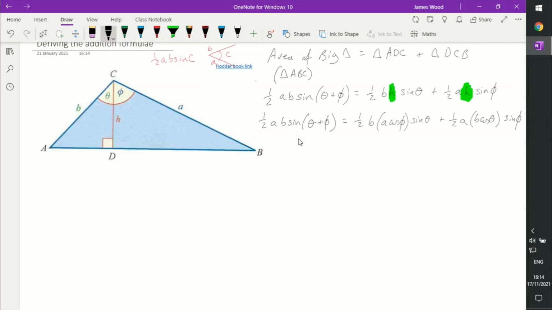Notice that every single term has got half AB in it. So I've got half AB here, I've got a half AB, I've got half AB. So I'm going to divide every single term by half AB. And that will just leave me with sine theta plus phi equals sine theta cos phi plus sine phi cos theta, which hopefully you recognise as being the first addition formula. This is sine A plus B. So there we go, that's our first formula.